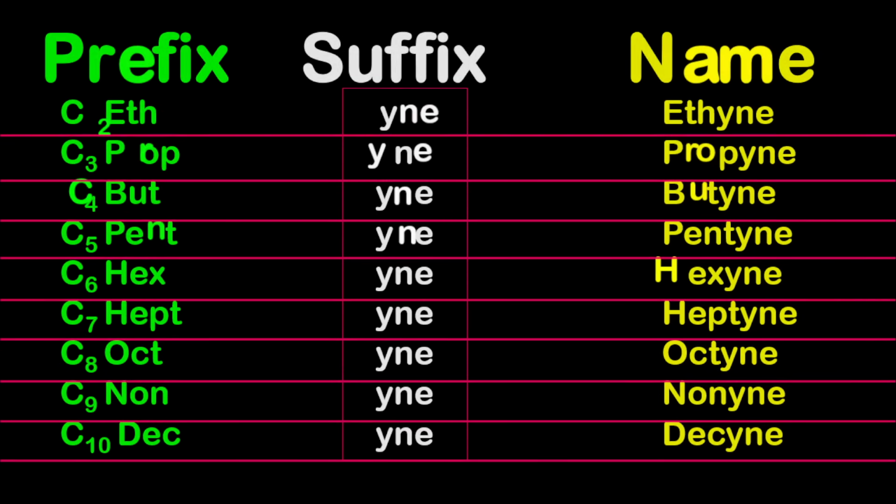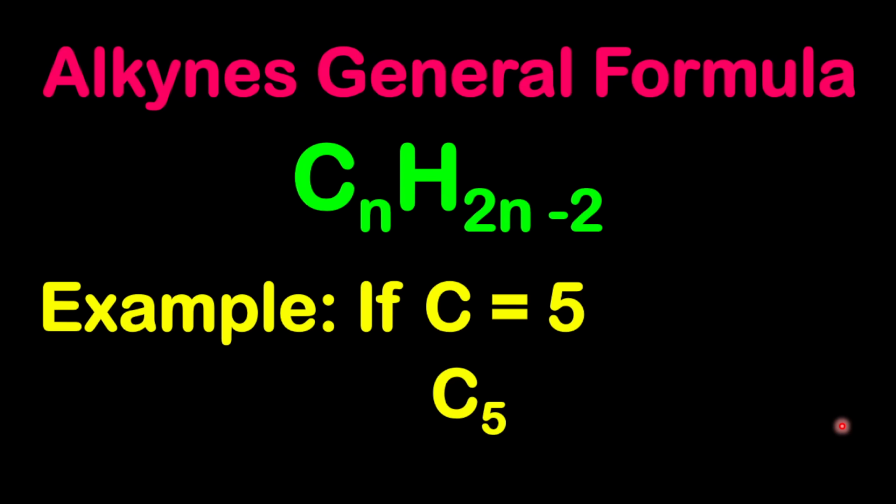Now, some examples. Let's say carbon is 5. Then, of course, you just multiply by 2 minus 2. So it's 10 minus 2, which is 8. And that is pentyne. 5 is pent, remember, so it's called pentyne in this case.